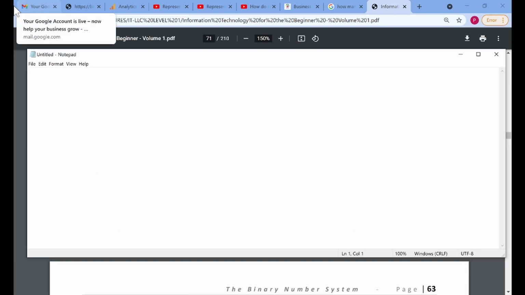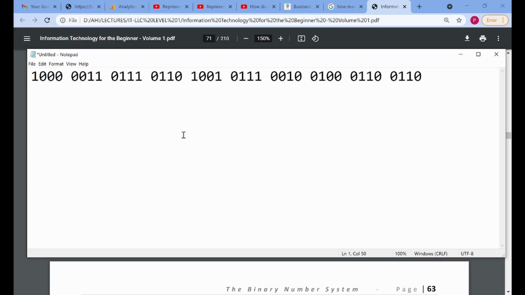Watch this. When I paste this binary code and I tell you this is sound or this is music, if you don't know, you will not believe it. But this is audio. This code you are seeing is audio.